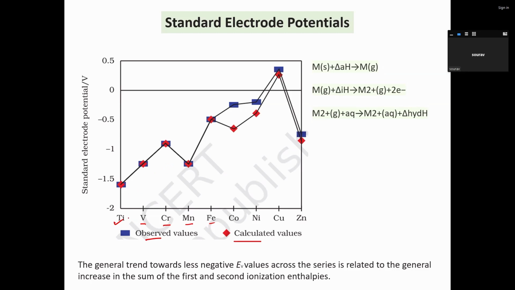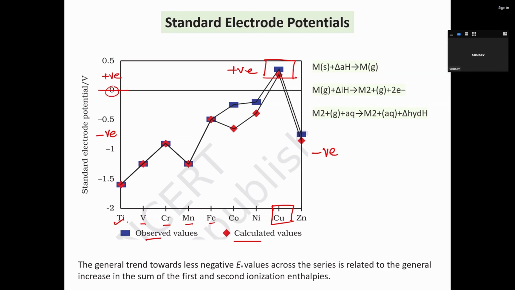Here we can see that this is the zero. Above zero it is the positive electrode potential. Below zero it is showing the negative electrode potential. So here we can see that only copper has the positive electrode potential, and the other 3D metals, except copper, have the negative electrode potential.